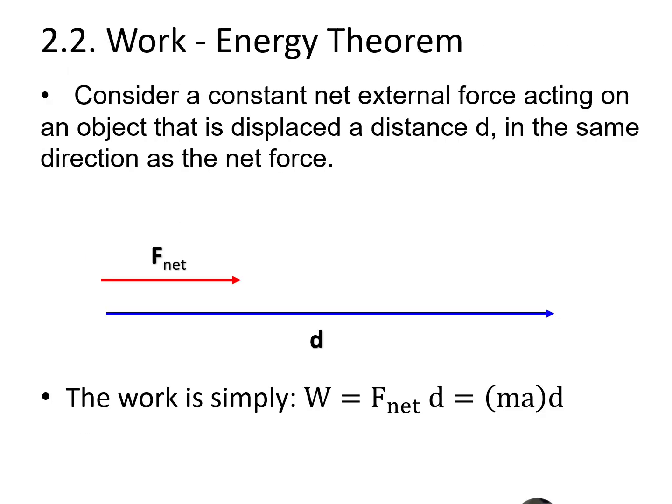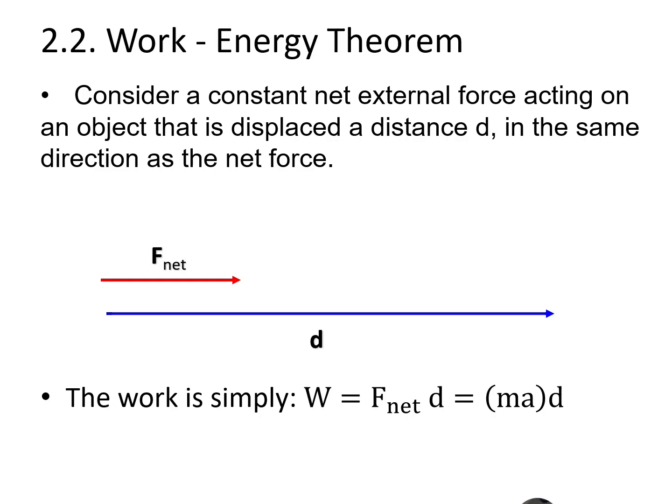Now let us connect work to kinetic energy. Consider an object acted on by a constant net external force. The object moves a distance d in the same direction as the net force. Since the force and displacement point in the same direction, the work done by the net force is simply W equals F net times d. But from Newton's second law, the net force is m times acceleration a. So we can write the net force as ma times d.